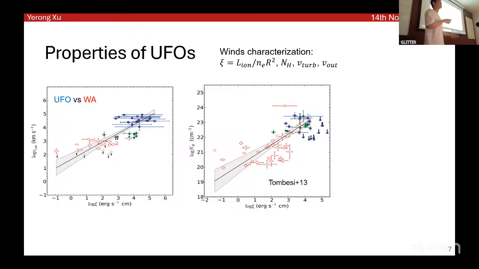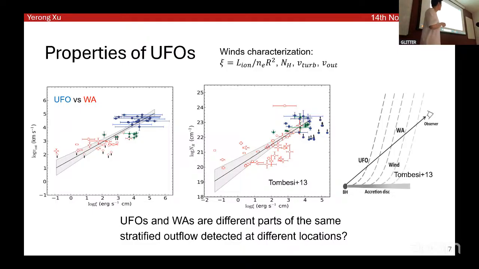X-ray source. And in 2013, Francesco Tombesi, by modeling these AGN outflows, discovered very strong correlations between pairs of these parameters of the UFOs and the warm absorbers, as these two parameter panels show. So they proposed a scenario to explain these correlations: that probably the UFOs and the warm absorbers are just different parts of the same stratified outflows at different locations, while the UFOs were launched from the inner accretion disk, but the warm absorbers were detected at distant places.